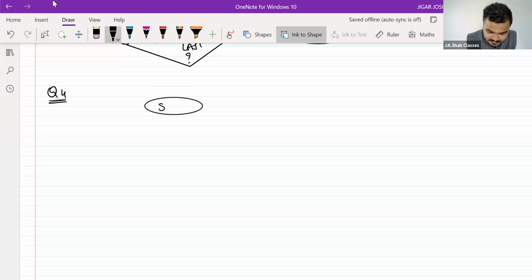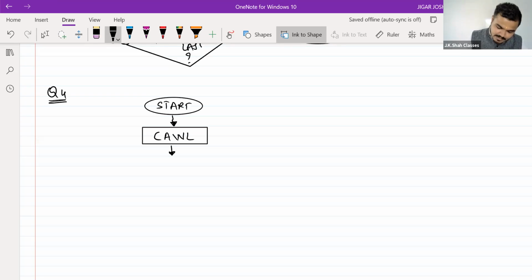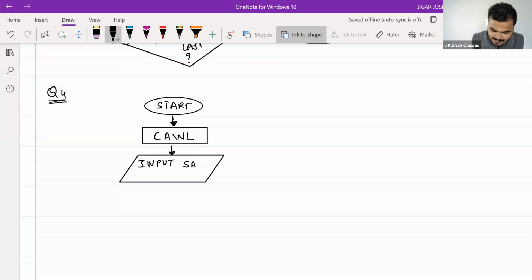Yes, people. We'll start with Start. After start, will there be input? No. First, there will be a process. Process of what? CAWL: Clear All Working Location. Agree? After that, people, input. What do you want as input? Sale only. Agree?